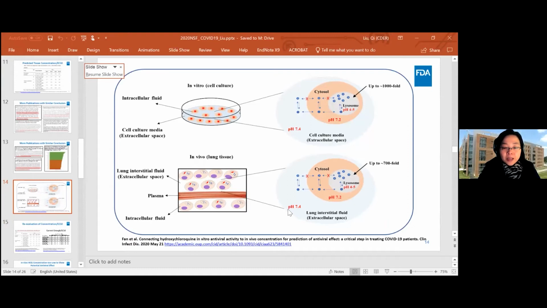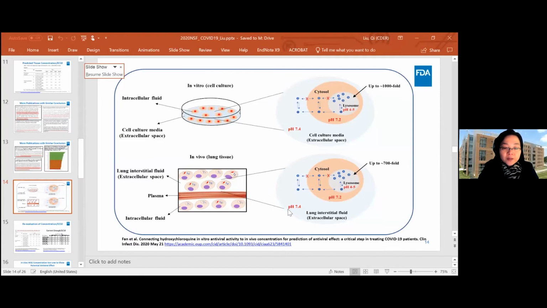Now, I would like to use a plot to explain the common problem with all these papers. The top panel here shows the in vitro experiment condition, and the bottom panel shows a corresponding in vivo condition. The EC50 reported in all these papers is based on the added drug concentration in the cell culture media or the extracellular space.